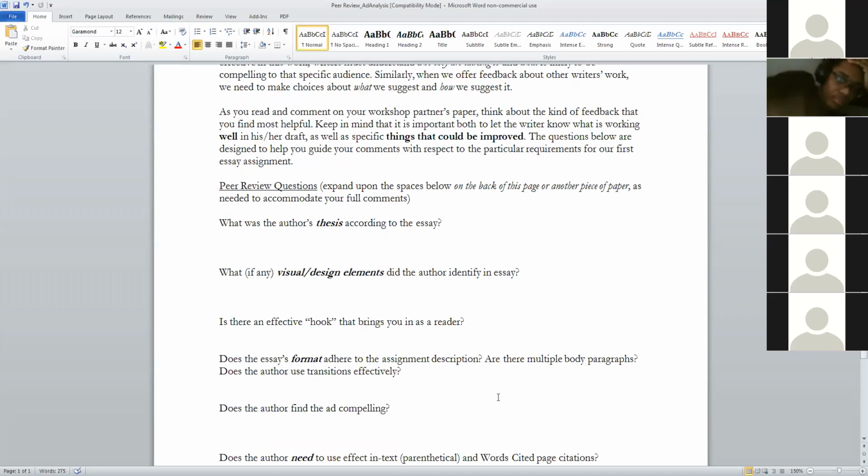Is there an effective hook device that brings you in as a reader? Some students did an excellent job engaging the reader's interest, or at least from my perspective, they did. So I felt that they did a good job bringing in my attention. Other students, like I said, just jumped right into the process and got things rolling. So is there a hook that you find to be effective?